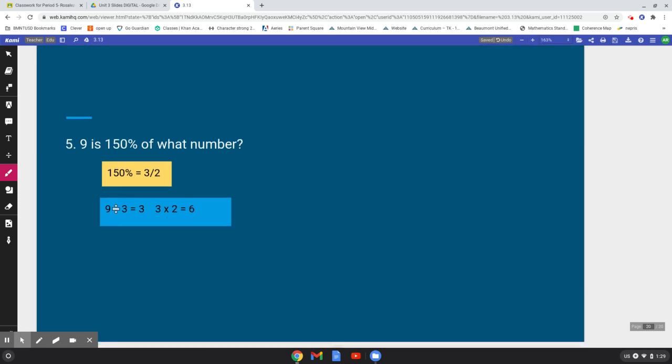And now this one's probably the hardest one that we'll do. 9 is 150% of what number? Now here's what you need to know. 150 over 100, that's how you would write that fraction, and you would reduce each of these by dividing them by 50. What you end up with is 3 over 2. So the fraction is technically 3 over 2. You would just do 9 divided by 3 to get 3, and then multiply it by the 2 that's in the fraction. And your answer would be 6.